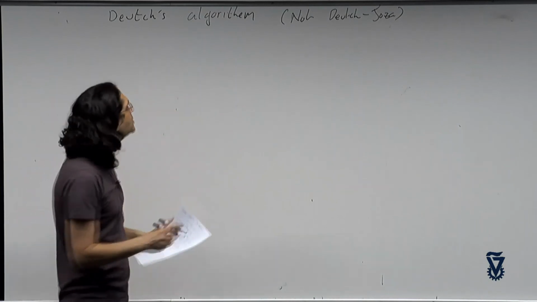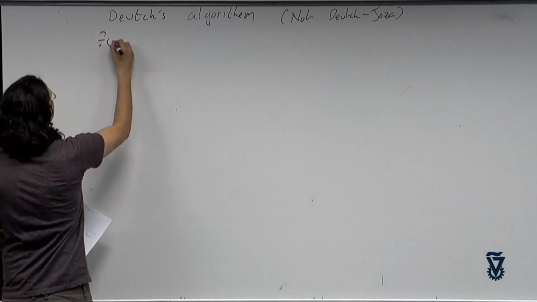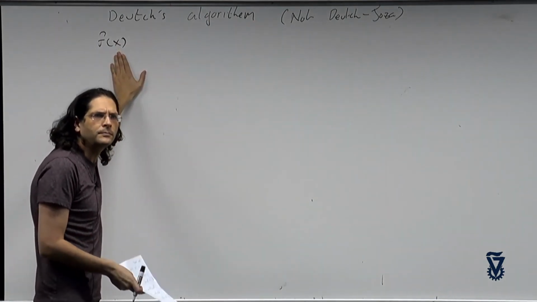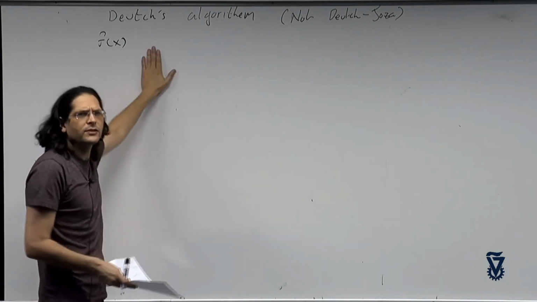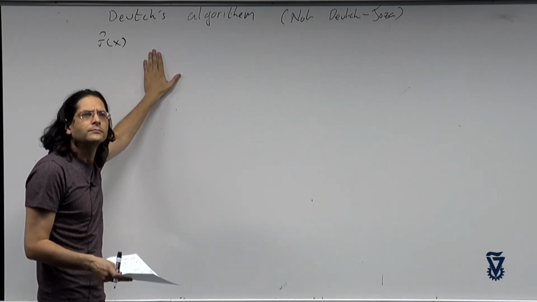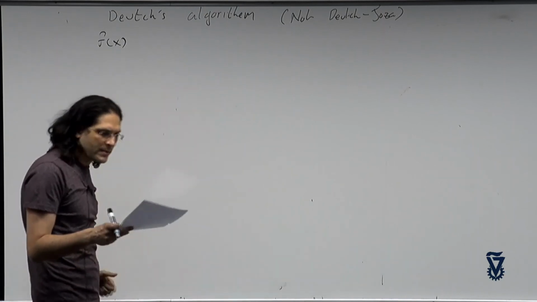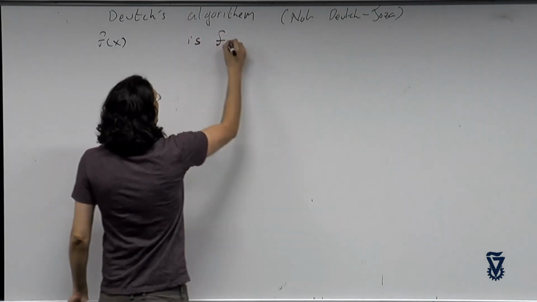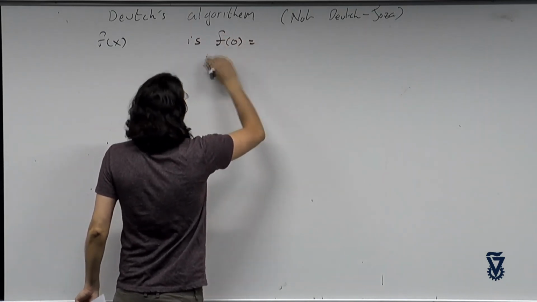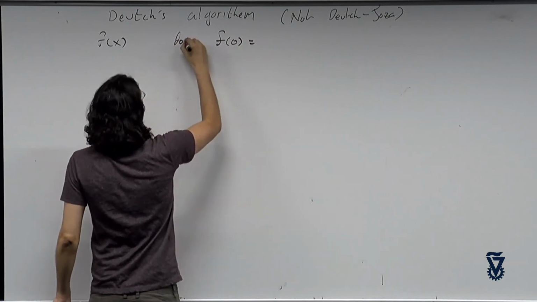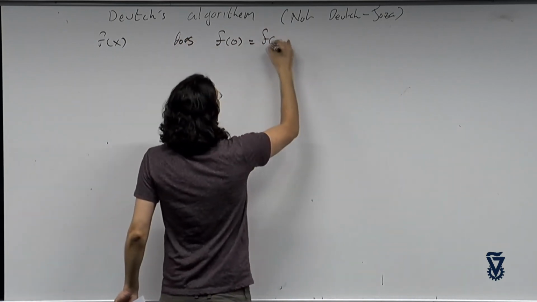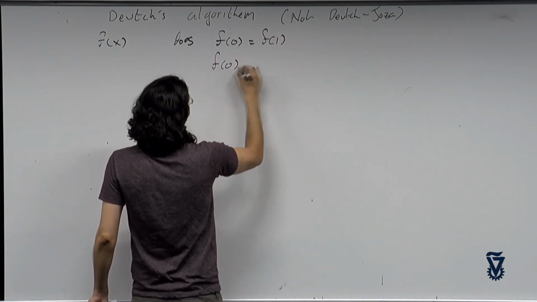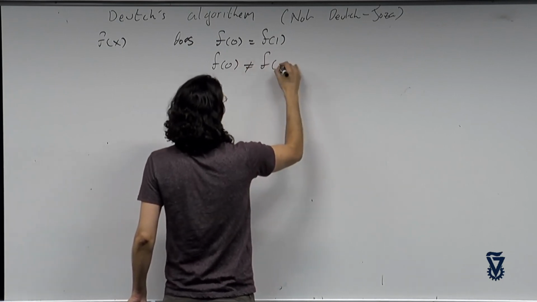function of 1 bit. So we have some f of x. So x is a 1-bit input, can be 0 or 1. And f will give us a result, 0 or 1. Okay? And what this algorithm is basically asking is, does f of 0 equal f of 1, or does f of 0 not equal f of 1?